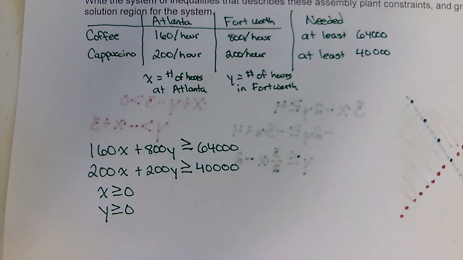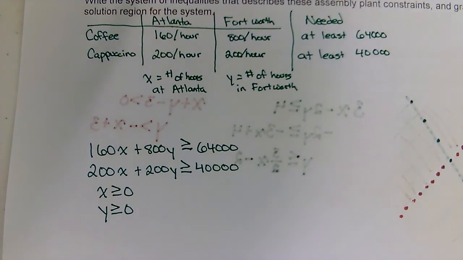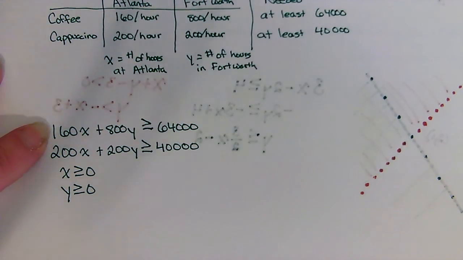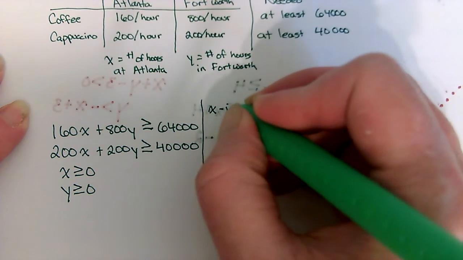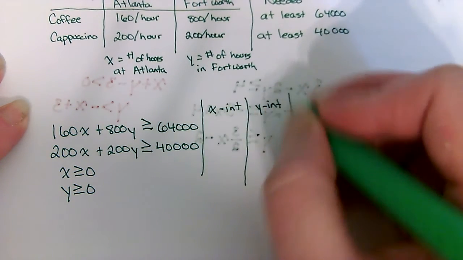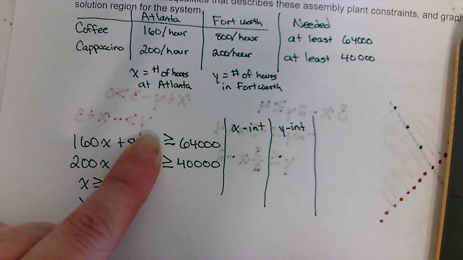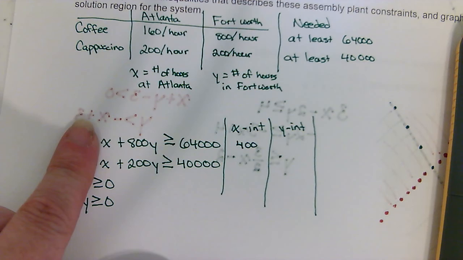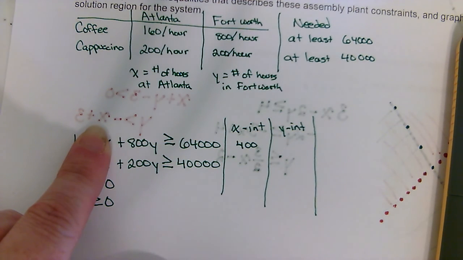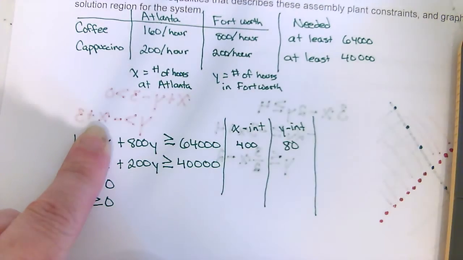So we could kind of simplify these a little bit if we wanted to. I'm going to kind of talk about this a little different here. A quick way to graph these is actually with the intercepts. Alright, so I'm going to find the X and the Y intercepts for the first one. So let's kind of make a little chart here. X-intercept and Y-intercept. Remember, that's a pretty fast way of doing it, because the X-intercept, we're going to let Y be 0. So I'm going to do 64,000 divided by 160. And my X-intercept's at 400 for this one. And the Y-intercept divided by 800 is going to be at 80.